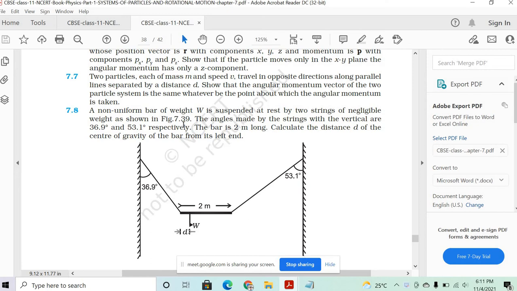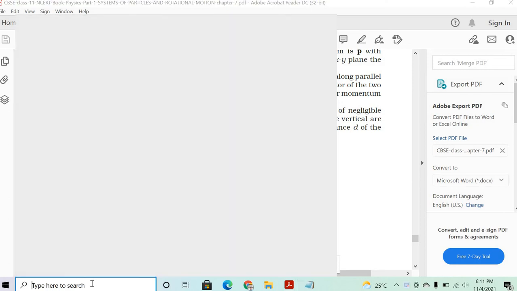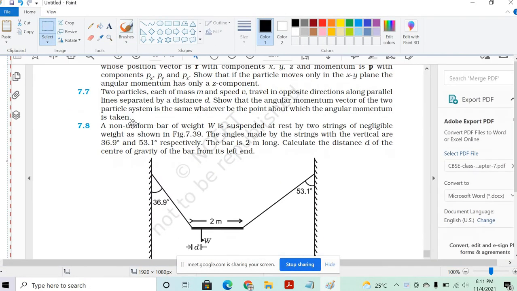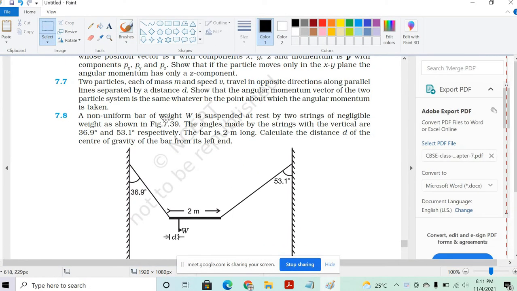Okay, perfect. Now let's address this part. The question says clearly that two particles, each of mass m and speed v, travel in opposite directions along parallel lines separated by distance d. Show that the angular momentum vector of the two-particle system is the same whatever be the point about which the angular momentum is taken.